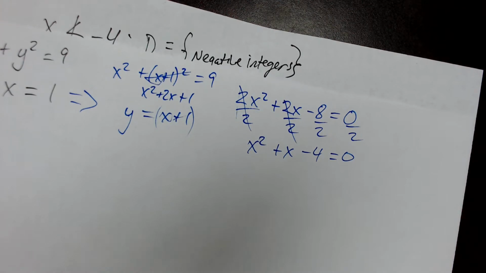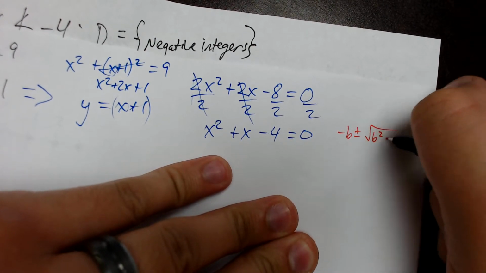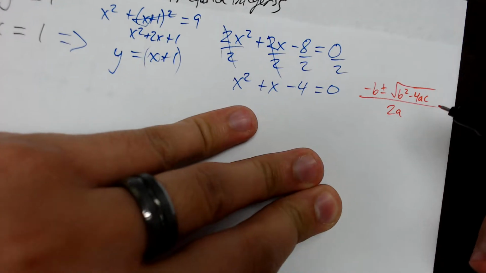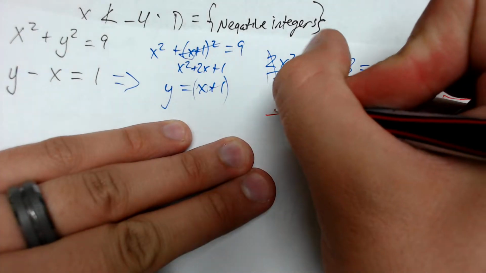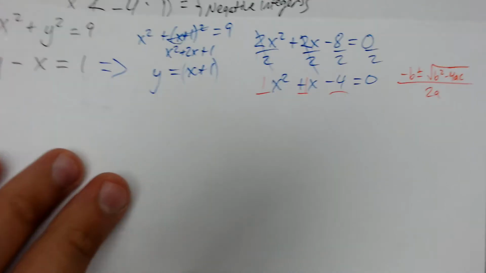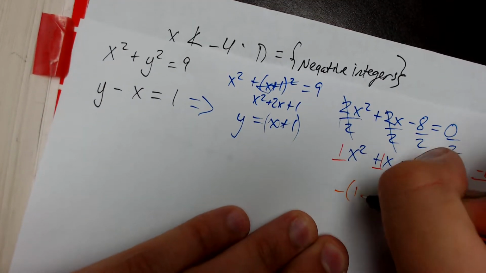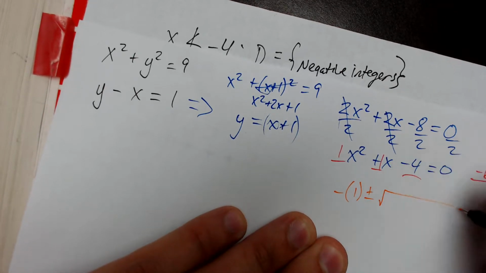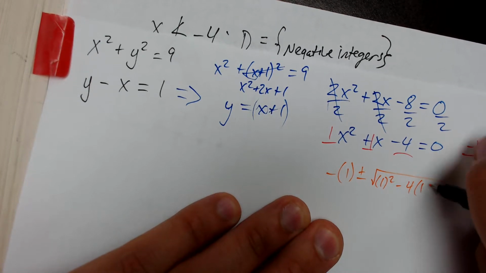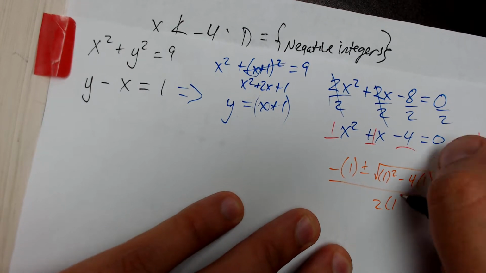But what is the quadratic formula? Well, you should have it memorized. It is -b plus or minus the square root of b squared minus 4ac all over 2a. Quadratic formula. So let's start plugging things in here. A is going to be positive 1, b is going to be positive 1, c is going to be -4. So if I rewrite this, I'm going to have -1 plus or minus the square root of 1 squared minus 4 times 1 times -4, all over 2 times 1.